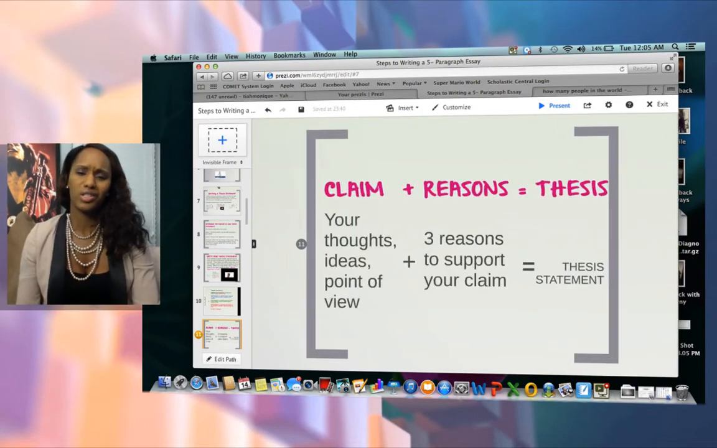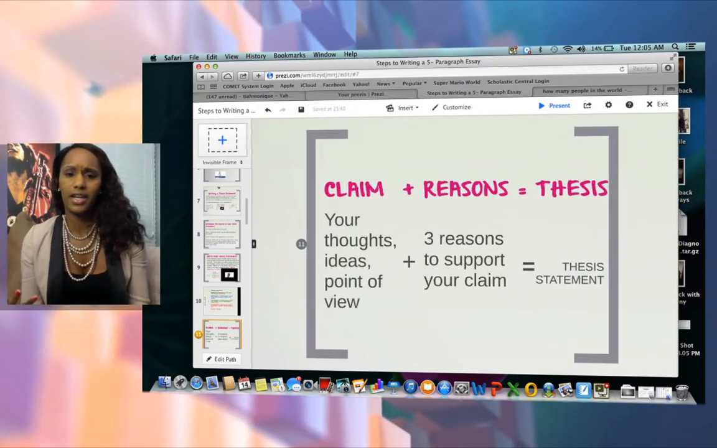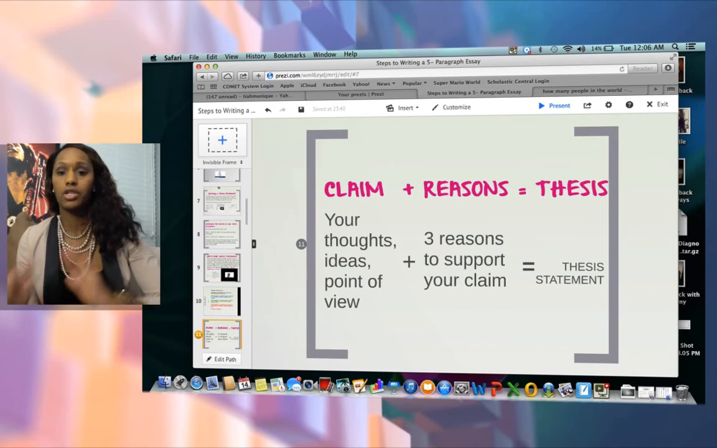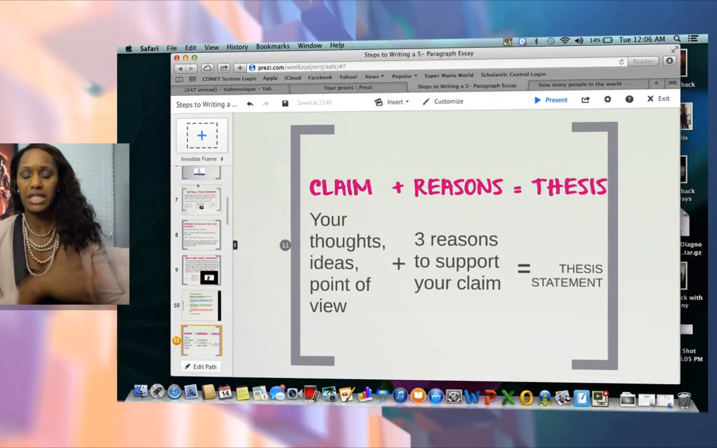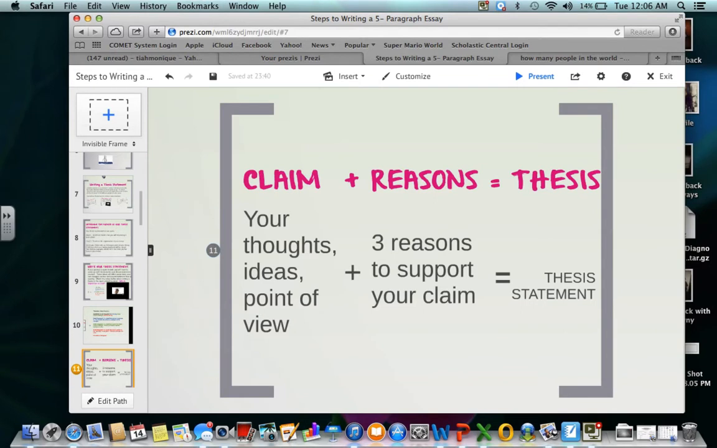So you guys know this already. We've been saying it again and again, but your claim plus your reasons equals your thesis statement. So right now, I would like for you to fill that in. Make sure you remember that. Thesis statement, guys, really is your roadmap. It's the thing that's going to get you from the beginning to the end of your essay. So it's really important. Claim plus reasons equals thesis statement. And how many reasons do we need? Three reasons. So fill that in.